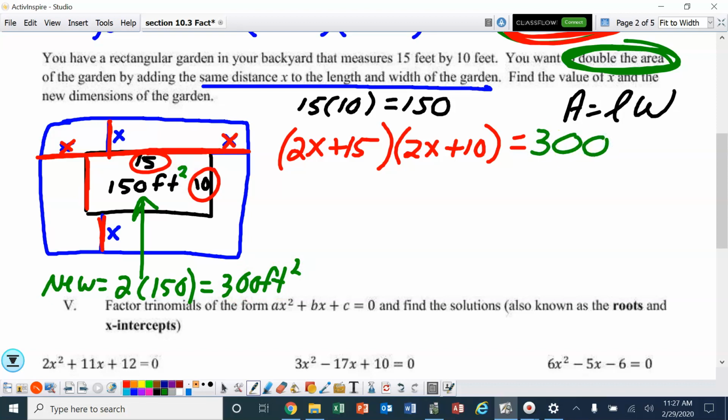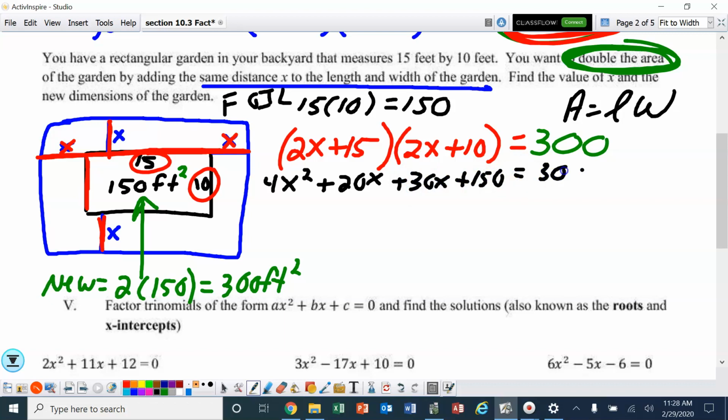All right. Wow. Okay, this looks like a mess. Here we go. So we're going to have to FOIL this. We're going to FOIL. 4x squared plus 20x. Again, I'm FOILing. Plus 30x plus 150 equals 300. All right, combine like terms. 4x squared plus 50x plus 150 equals 300.